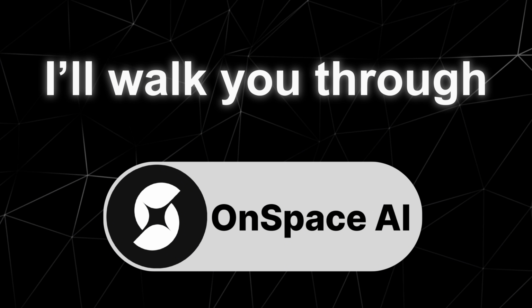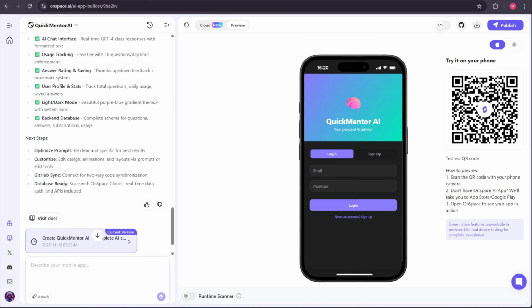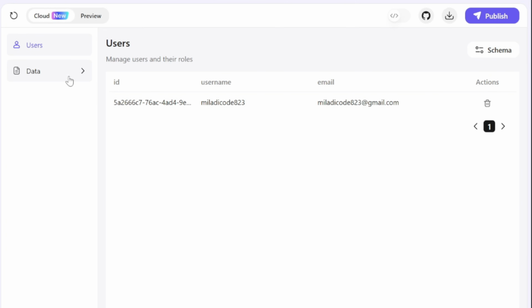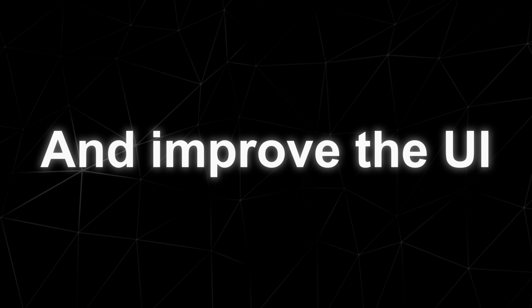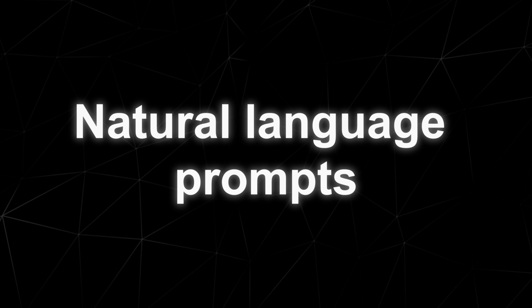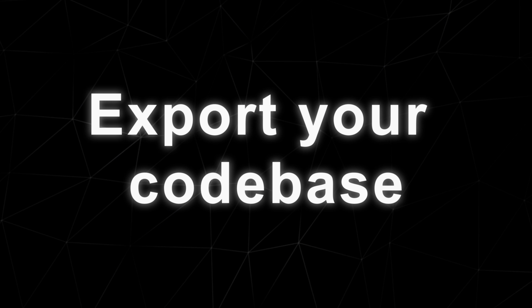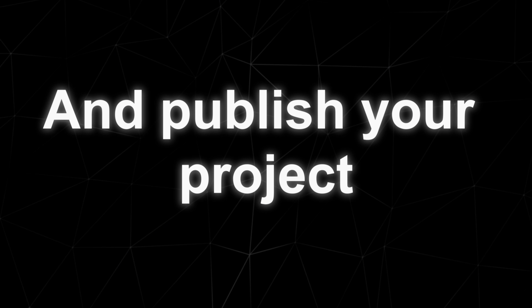I'll walk you through how OnSpace generates your layout, configures the backend, and keeps everything synced through its cloud system. We're also going to build a real app from scratch, test it in real time, customize it, add new features, and improve the UI using nothing but natural language prompts. And once everything is ready, I'll show you the different ways you can download your app, generate Android builds, export your code base, and publish your project to the App Store.